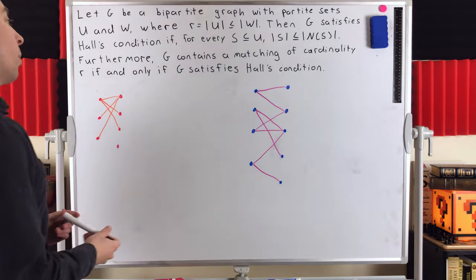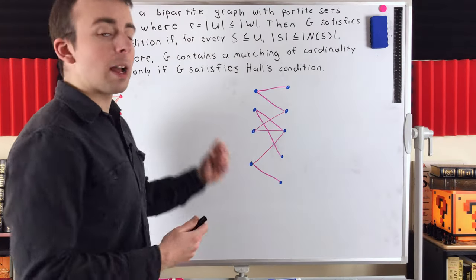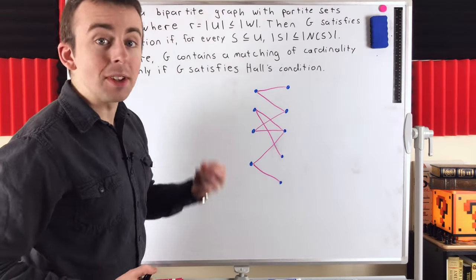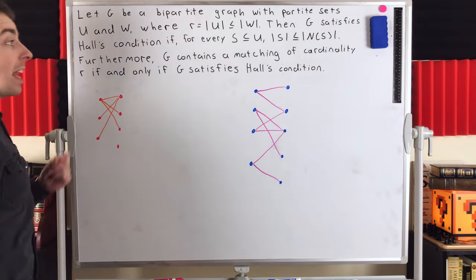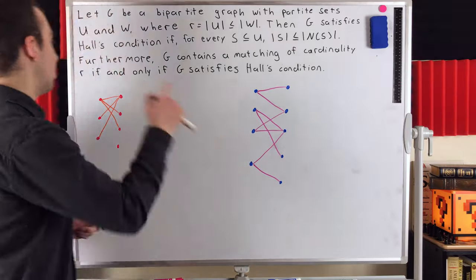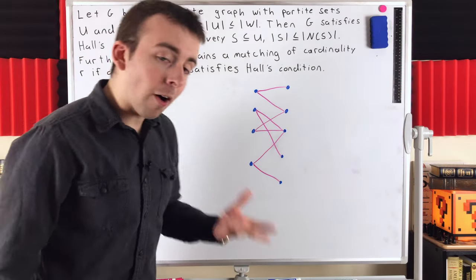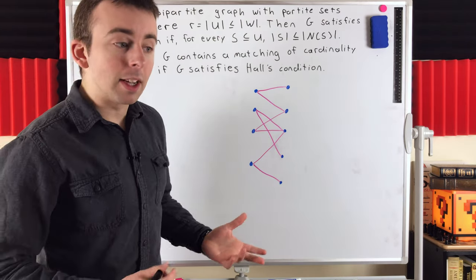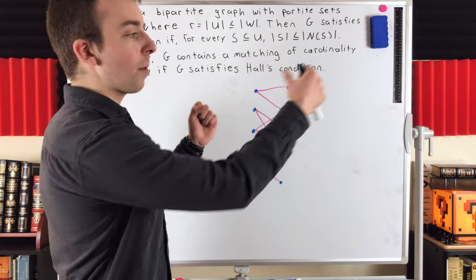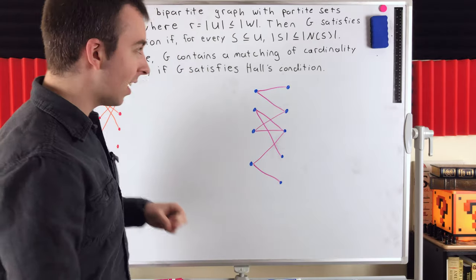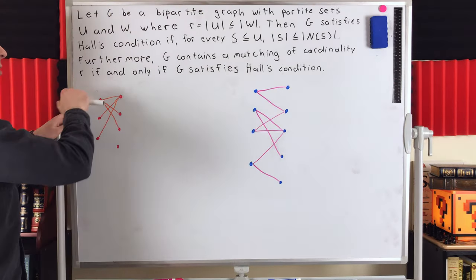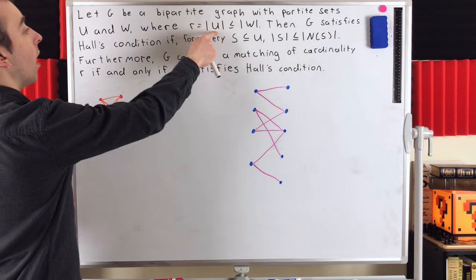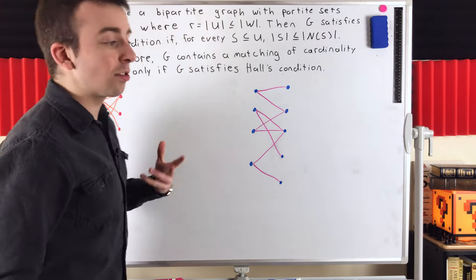So important thing here I want to make sure is clear, since this is a bipartite graph, if a matching has R edges, which is what Hall's theorem is guaranteeing us we will have in this graph if it satisfies Hall's condition, those R edges have to be incident to R vertices in each partite set, because each edge is incident with one vertex in one partite set and one vertex in the other partite set. So really the important point is that this matching of cardinality R is going to contain an edge incident with each vertex of that smaller partite set U, which has R vertices.